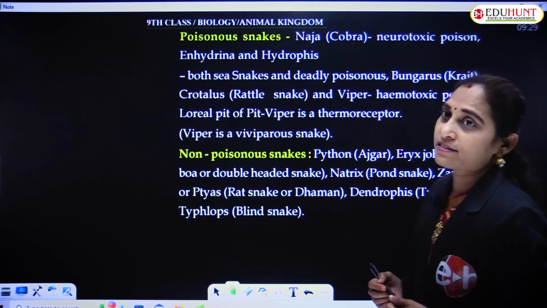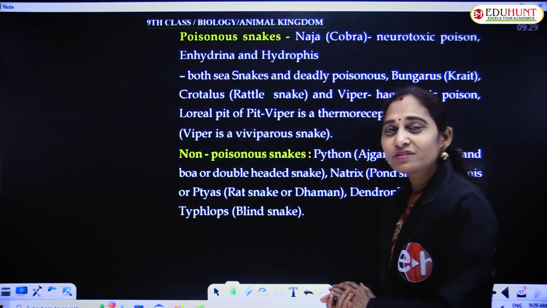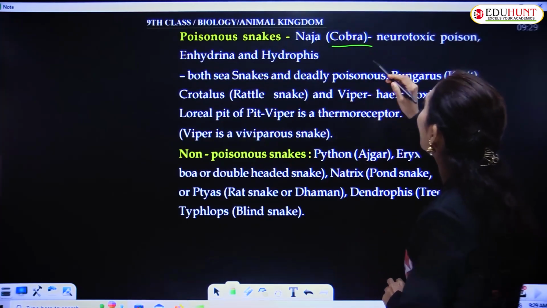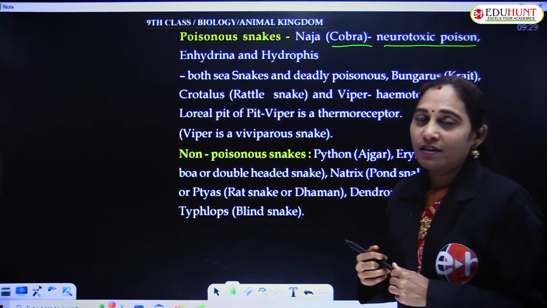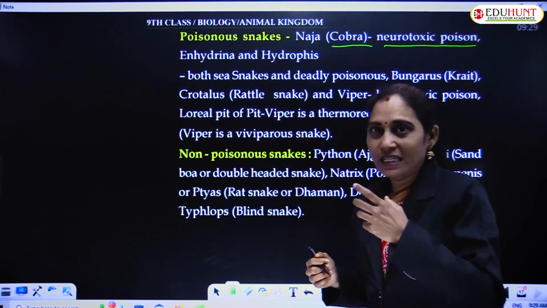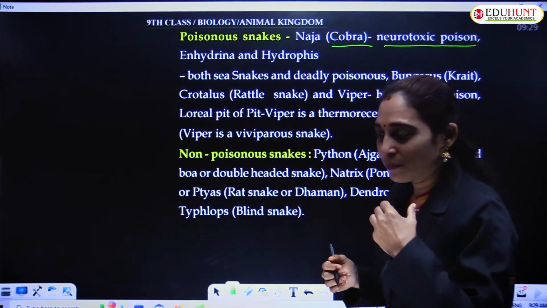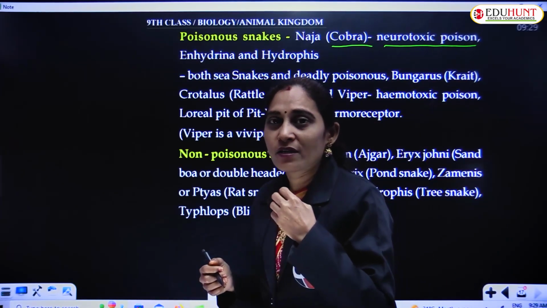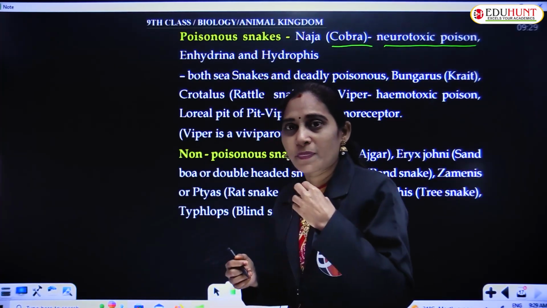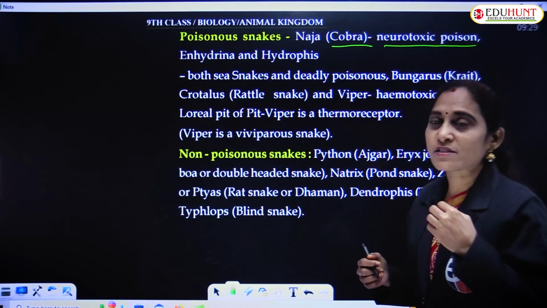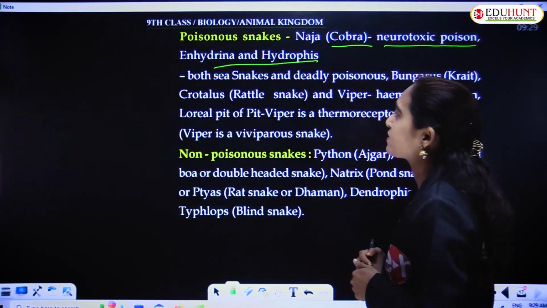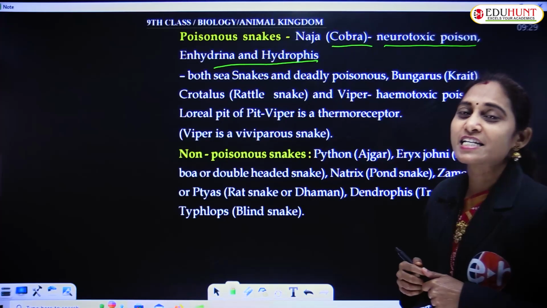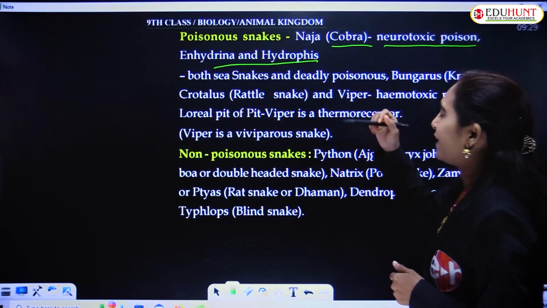And poisonous snakes. Naja, cobra, is a poisonous snake, and it has neurotoxic poison. When the poison enters the body, the nervous system collapses. Enhydrina and Hydrophis, these are sea snakes and deadly poisonous.